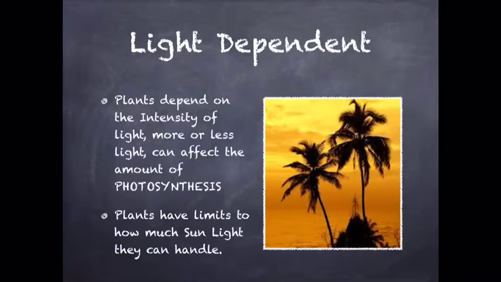Okay, we just started talking about the equation. What is on the left side equals the right side. What we get on the right side is actual sugars produced. These sugars are dependent on the amount of light that is included in the equation on the left side. Plants depend on the intensity of the light. More or less light can affect the amount of photosynthesis that is occurring. Plants have limits to how much sunlight they can actually handle. The enzymes that assist in photosynthesis can only work during certain temperature ranges. In most plants, it's between 32 degrees Fahrenheit and 95 degrees Fahrenheit.